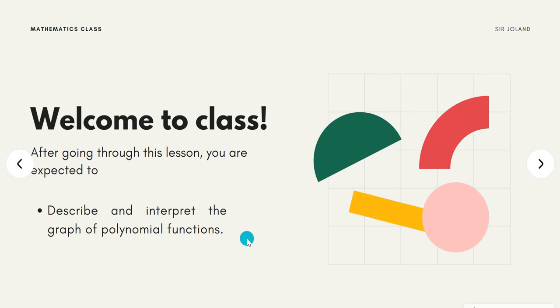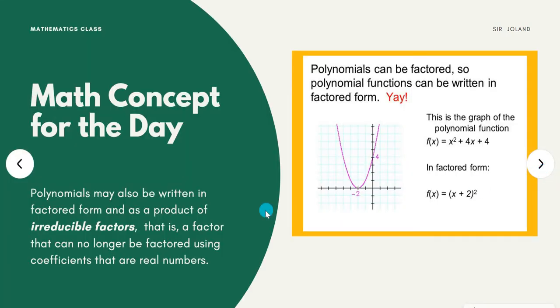So for this lesson, you're expected to describe and interpret the graph of polynomial functions. For our math concept for today, polynomials may also be written in factored form and as a product of irreducible factors. That is, a factor that can no longer be factored using coefficients that are real numbers.